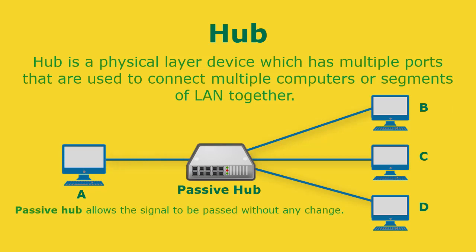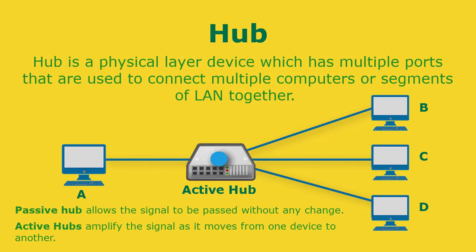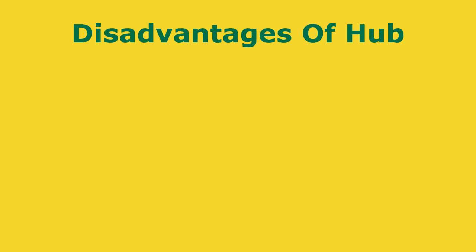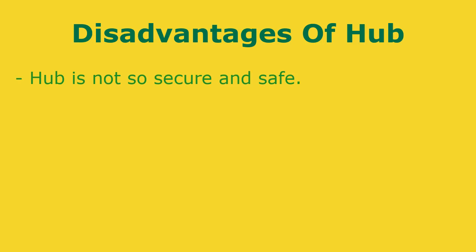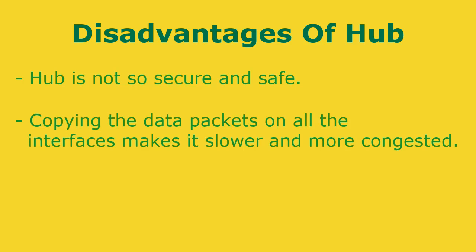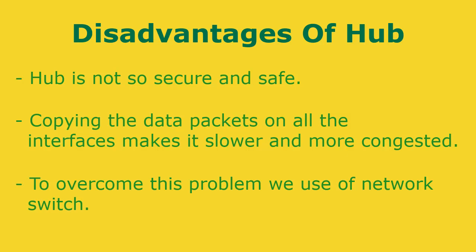A passive hub allows the signal to be passed without any change. An active hub amplifies the signal as it moves from one device to another. That helps to extend the range of the network without using repeaters. The disadvantage of a hub is that, because of its working mechanism, a hub is not so secure and safe. Moreover, copying the data packets on all the interfaces or ports makes it slower and more congested, which led to the use of the network switch.